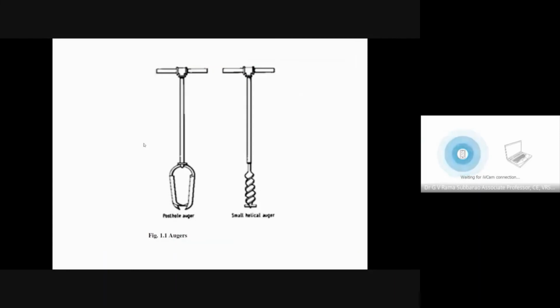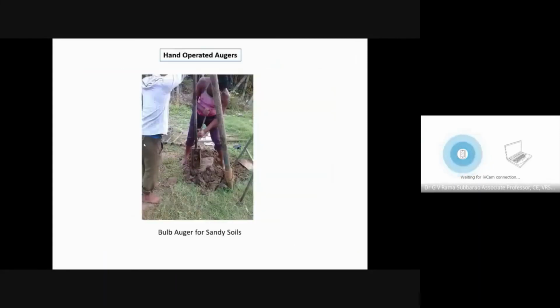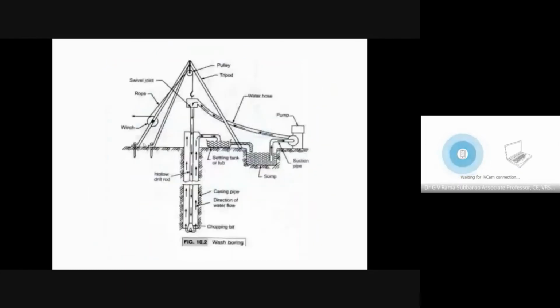So now auger boring, this is postal auger, this is helical auger, as we discussed. Just now we discussed a very popular method of boring, wash boring. When soil is stiff and penetration is not easy, we will add water, then the ground will be softened, and we can do easy penetration. This is the main understanding of wash boring.